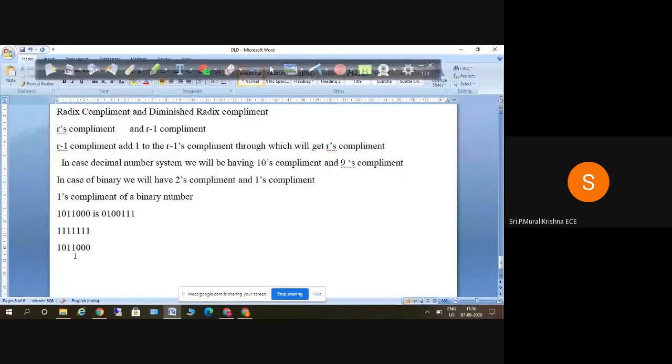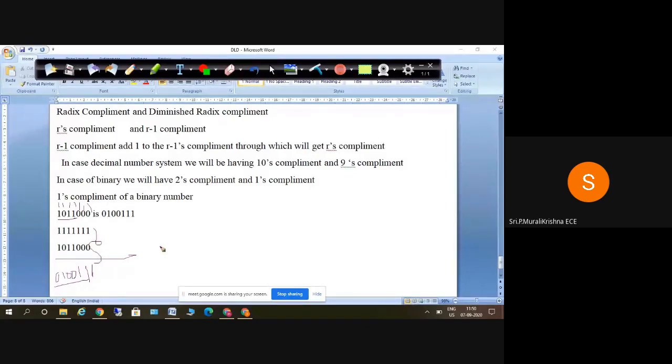So 1 minus 0 is 1, 1 minus 0 is 1, 1 minus 0 is 1, 1 minus 1 is 0, 1 minus 1 is 0, 1 minus 0 is 1, 1 minus 1 is 0. This is the procedure generally: subtract the given number from all ones. Hence we get the complement of the number. Zeros are changed to ones and ones are changed to zeros. This is how we get the 1's complement.